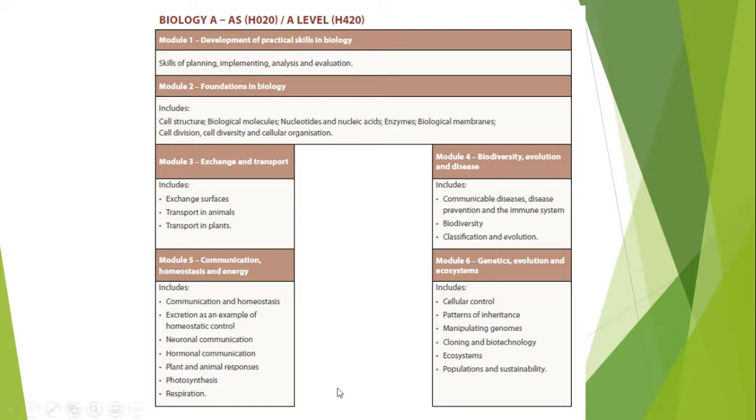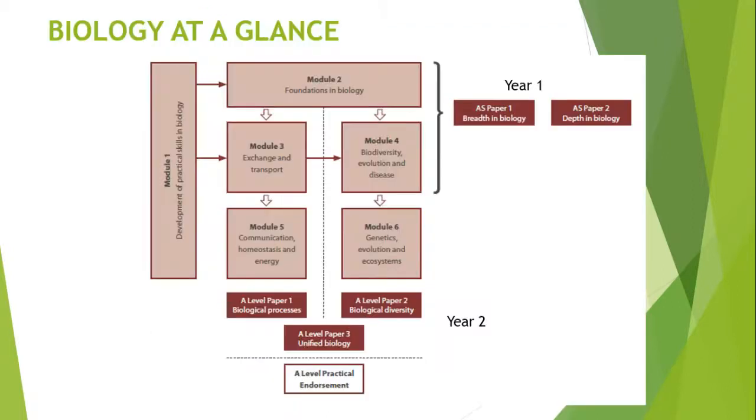Okay, now, as I said, modules 5 and 6 are the ones you would do in year 2 of your course. So in module 5, communication homeostasis, you get to learn in more detail photosynthesis, for example, and respiration and the communication amongst cells and communication within the body between plants and animals. And then module 6 looks more in detail at ecosystems and populations, and at specific examples of them. So that just gives a brief overview of what the course is about.